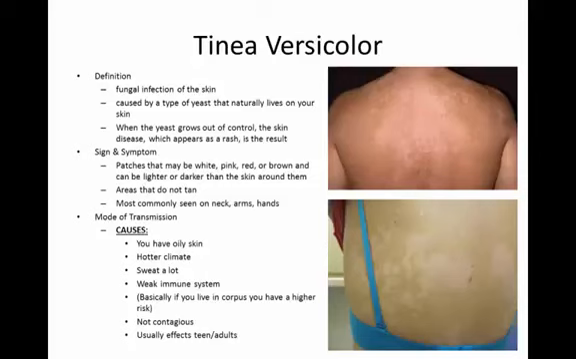Areas that do not tan, most commonly seen on the neck, arms, and hands. Modes of transmission or causes can include if you have oily skin, hotter climate, if you're sweating a lot, if you have a weak immune system, basically if you live in Corpus Christi you have a higher risk. It's not contagious, and it usually affects teens and adults.